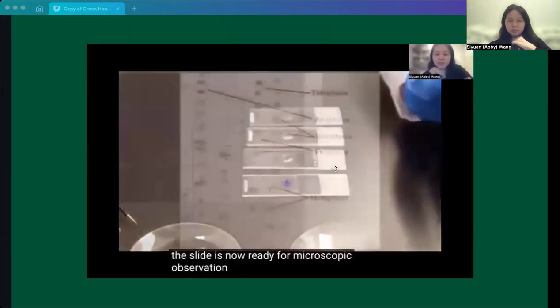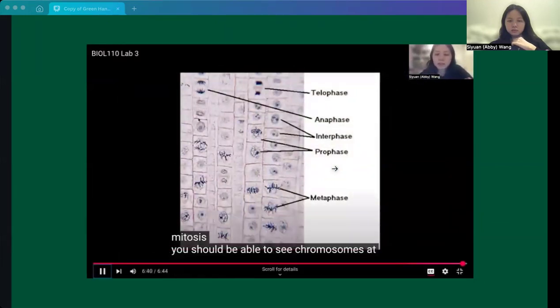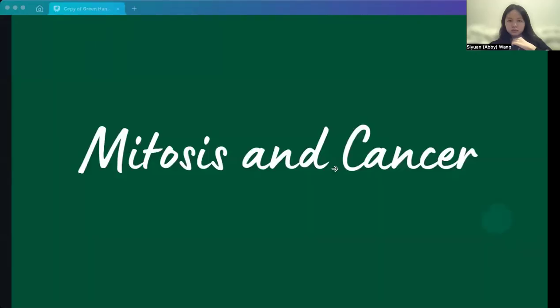The slide is now ready for microscopic observation. Put the prepared garlic root tip slide under the microscope and observe at high and low power. Try to find cells at different stages of mitosis. You should be able to see chromosomes at different stages of mitosis as shown in the picture. Then I want to discuss the relationship between cancer and mitosis in the real world.